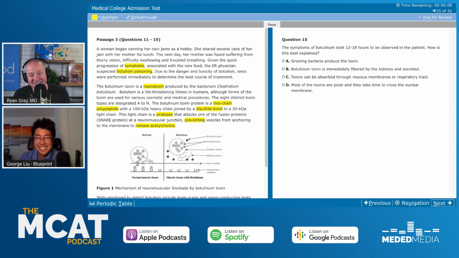All right, I'll read this last one here. The symptoms of botulinum take 12 to 18 hours to be observed in the patient. How is this best explained? A, growing bacteria produce the toxin. B, botulinum toxin is immediately filtered by the kidneys and excreted. C, toxins can be absorbed through mucous membranes or respiratory tract. D, most of the toxins are polar and they take time to cross the nuclear membrane.